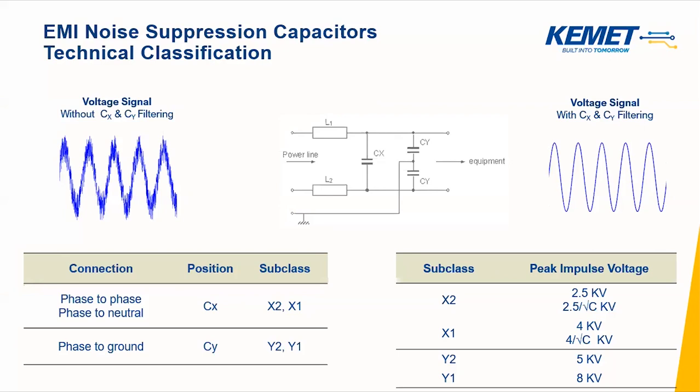Similarly, class Y capacitors are divided into two subclasses, Y1 and Y2, where Y2 capacitors can withstand maximum peak impulse voltages of up to 5 kilovolt, and Y1 can withstand up to 8 kilovolt. Also, X1 capacitors, owing to their higher peak impulse voltage capability, can be substituted by Y2 or Y1 capacitors of the same or higher rated voltage, whereas X2 capacitors can be substituted with X1 or Y2 or Y1 capacitors of the same or higher rated voltage.